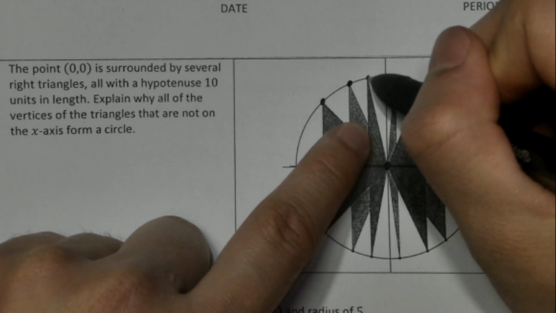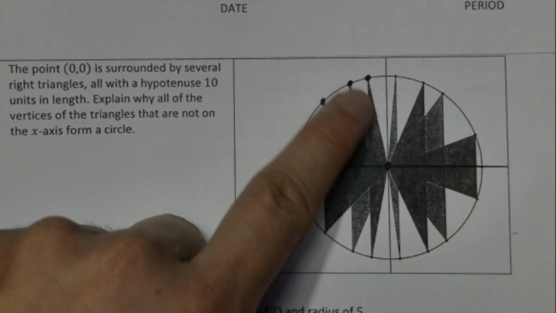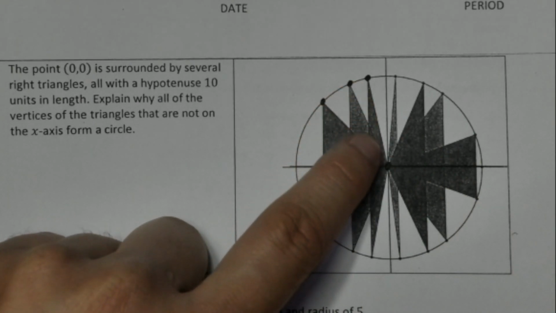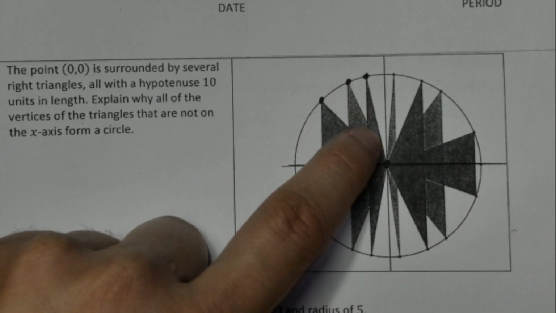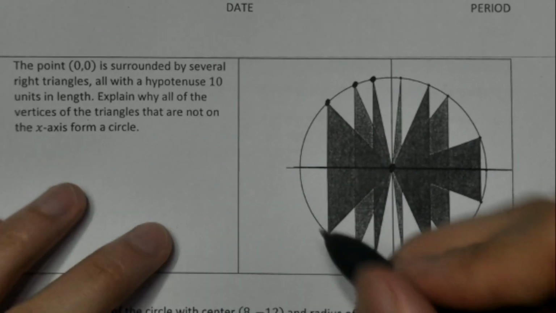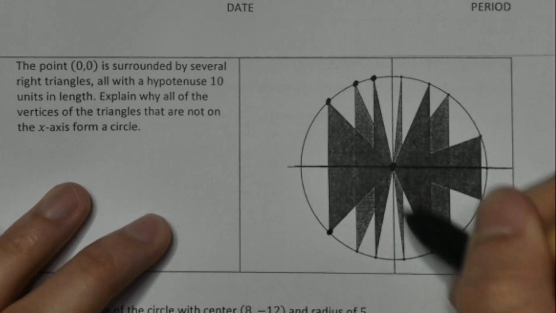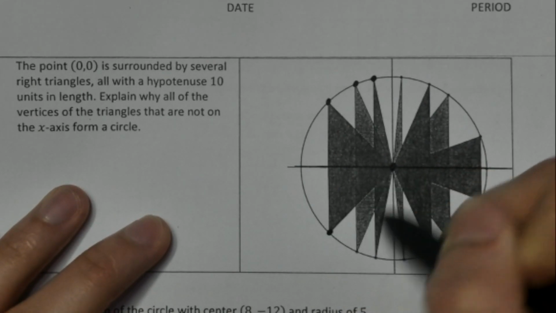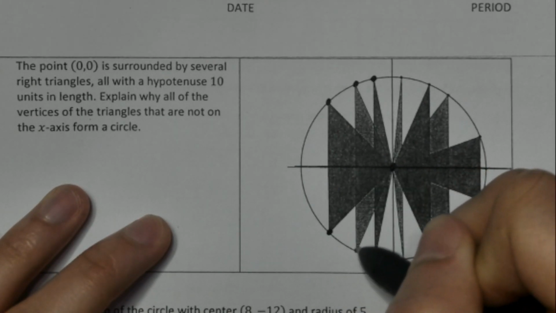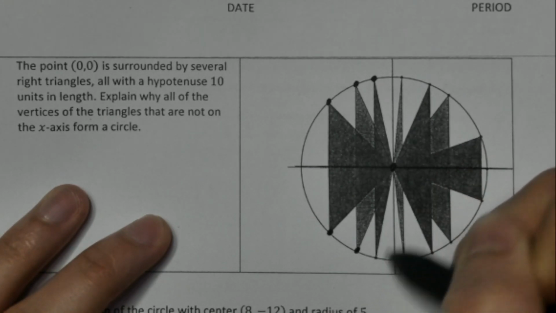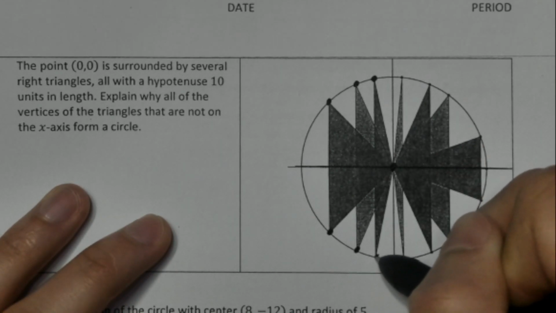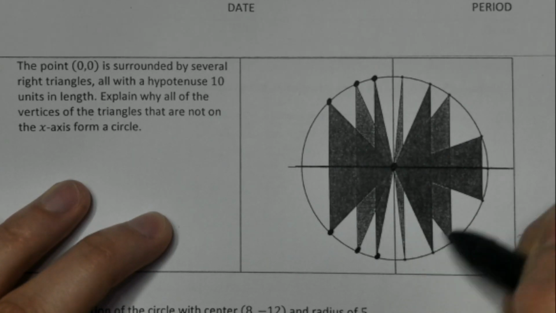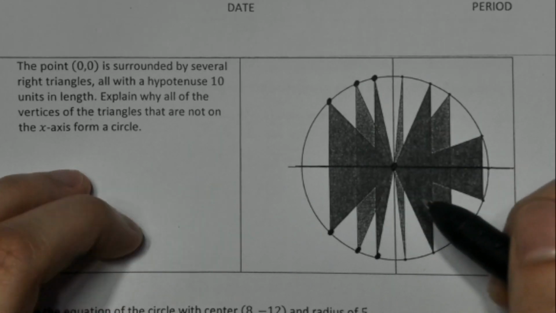Same thing for this triangle. From the center to that point, this is the hypotenuse. So this is also 10 units. And that's pretty much the same case for all of these triangles. The length from this point to this point is 10 units. The length from this point to this point is 10 units. Length from this point to this point is 10 units. And it's going to be the same thing for the triangles on the bottom and all the triangles over here.